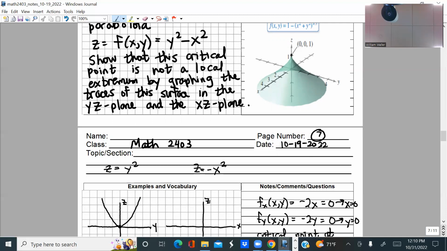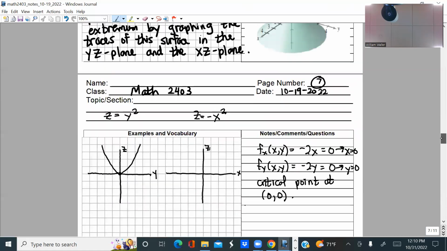So that's also a parabola, but what kind of parabola is that? Facing down, right? So you get a parabola like this. Actually, these two parabolas have the same shape. I didn't draw them very carefully, but you still get a parabola. So this trace suggests that our critical point is what sort of extremum? A maximum, right? Well, it can't be a maximum and a minimum at the same time, right?